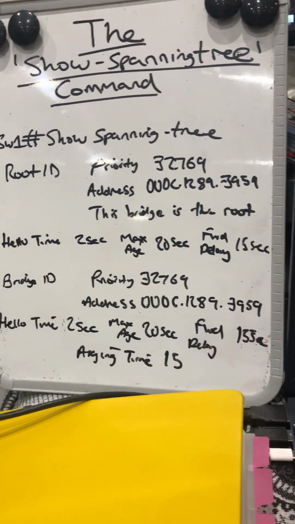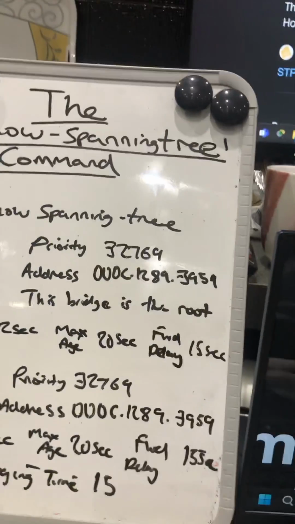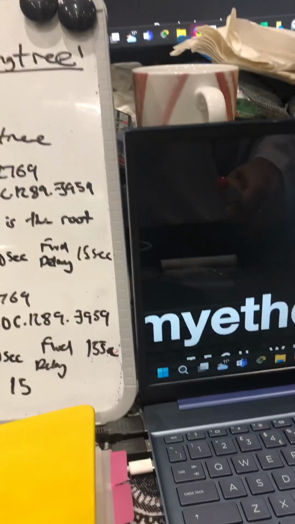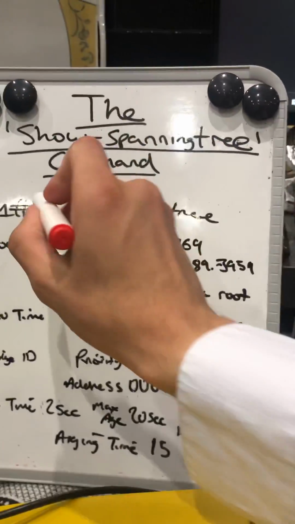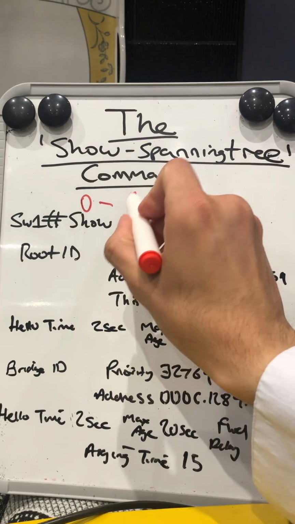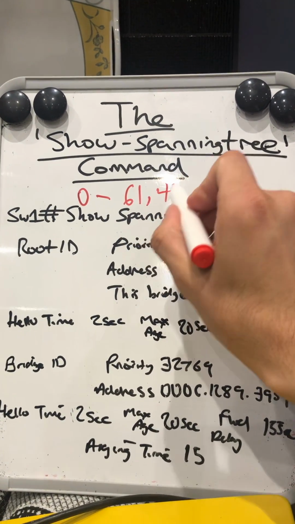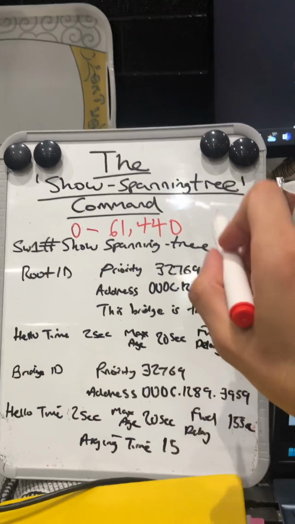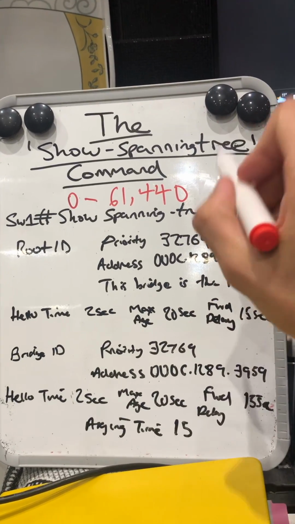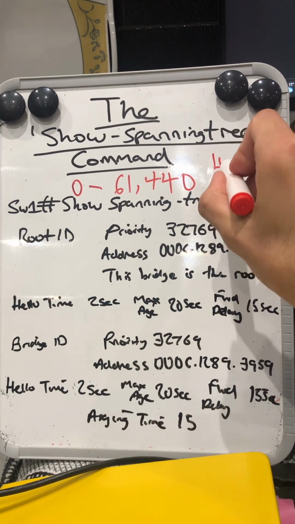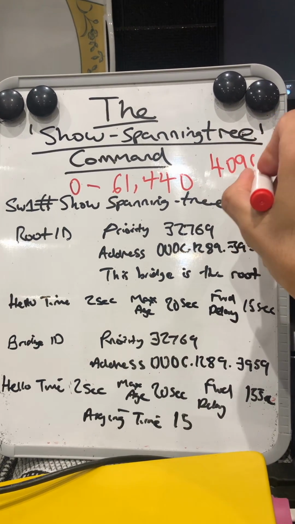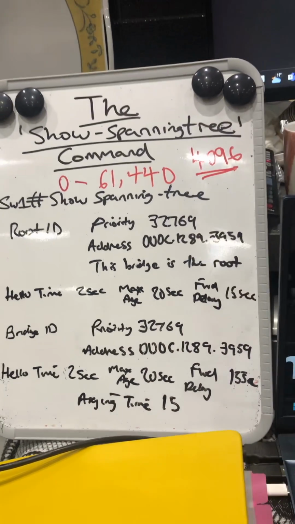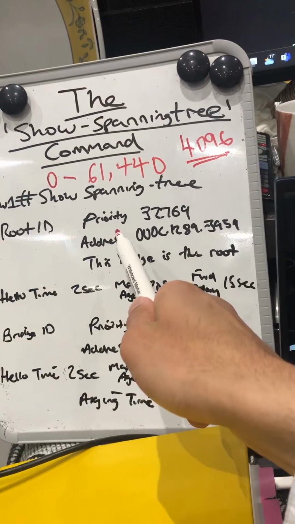But this priority can be from 0 to 61,440. This is worth taking a note of, guys. It can be anywhere in between that, but it must be in increments of 4,096. Increments of 4,096. This is what we've got to keep in mind. So that's the priority there.